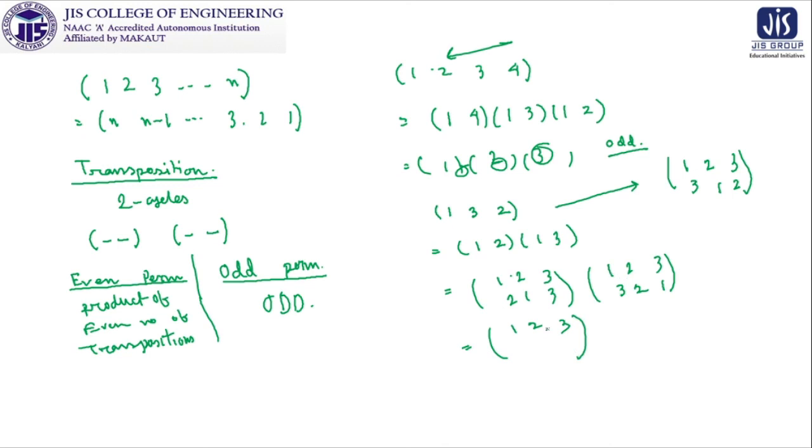1 goes to 3, 3 goes to 3, so it will be 3. 2 goes to 2 and 2 goes to 1, so it will be 1. 3 goes to 1, 1 goes to 2, so it will be 2. So ultimately we are getting 3 1 2 as the outcome, and here also 3 1 2 as the outcome. That means the logic through which we are breaking the cycles into transpositions is correct.